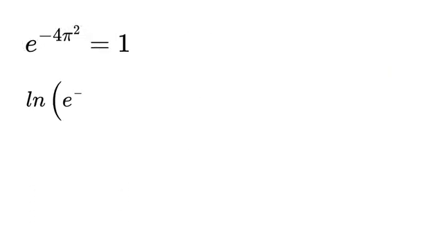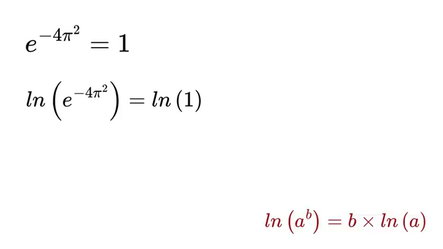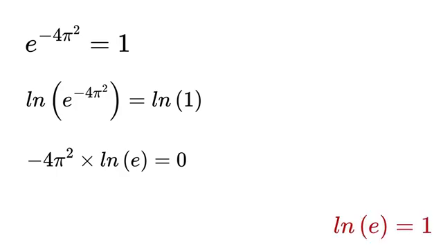Finally, take ln, or the natural logarithm, on both sides of this equation, and then use this property of logarithms. It will become -4 pi squared times ln of e equals ln of 1, which is 0. Also using the fact that ln of e equals 1, we get -4 pi squared equals 0, or simply pi squared equals 0, and therefore pi equals 0, which concludes our proof.